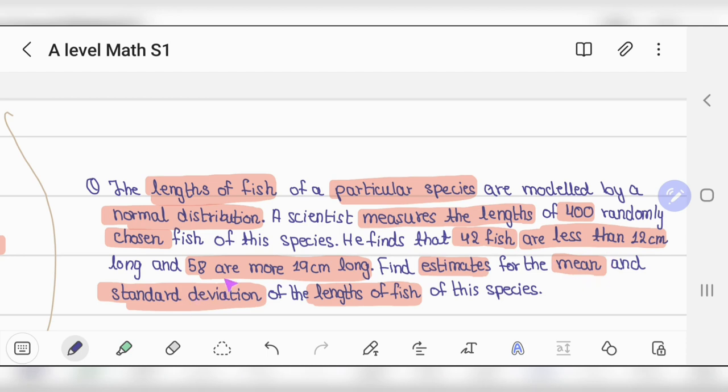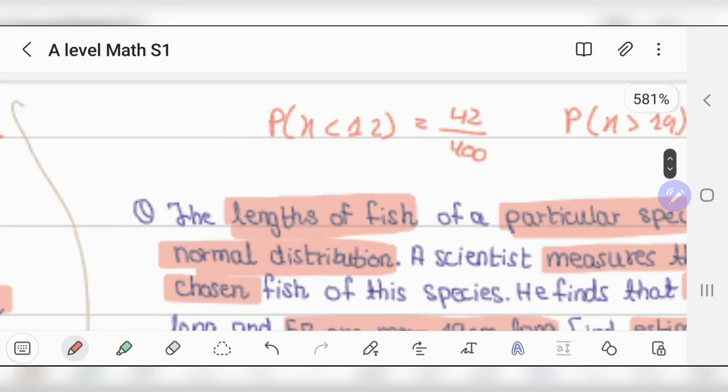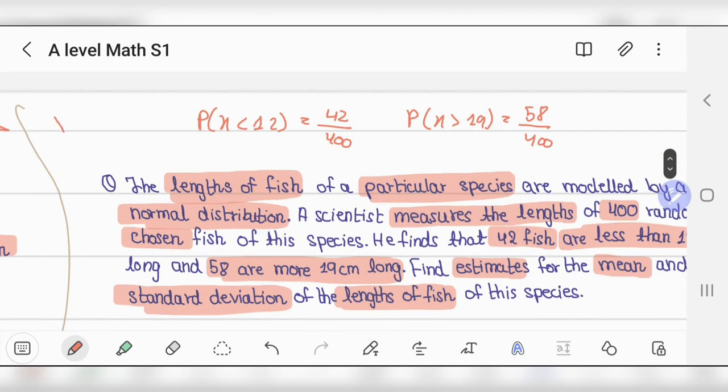Okay, so here's what we're going to do. 42 fish are less than 12. So you can easily find the probability: the probability of having X less than 12 is 42/400, and the probability of having more than 19 is 58/400. Now you need to find the mean. How will you find the mean? It's really simple. First of all, you're going to convert it into a z-score, right? You will use that formula: x minus mean upon standard deviation is equal to the z-score.